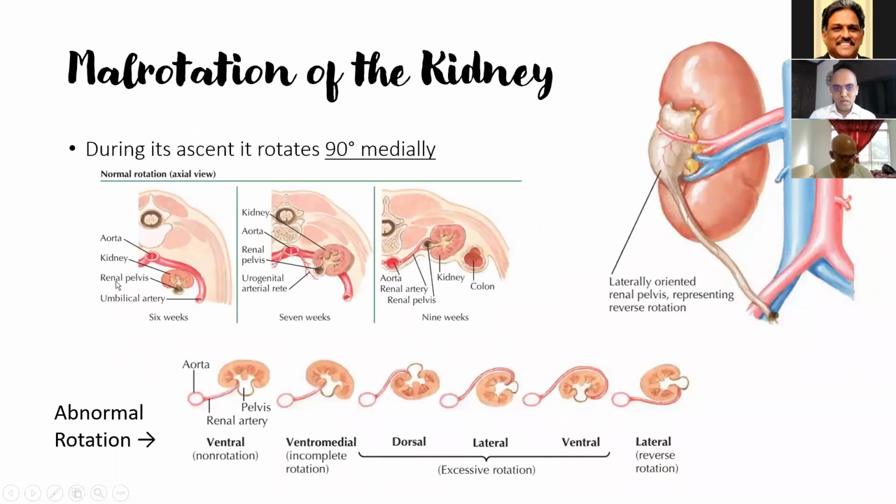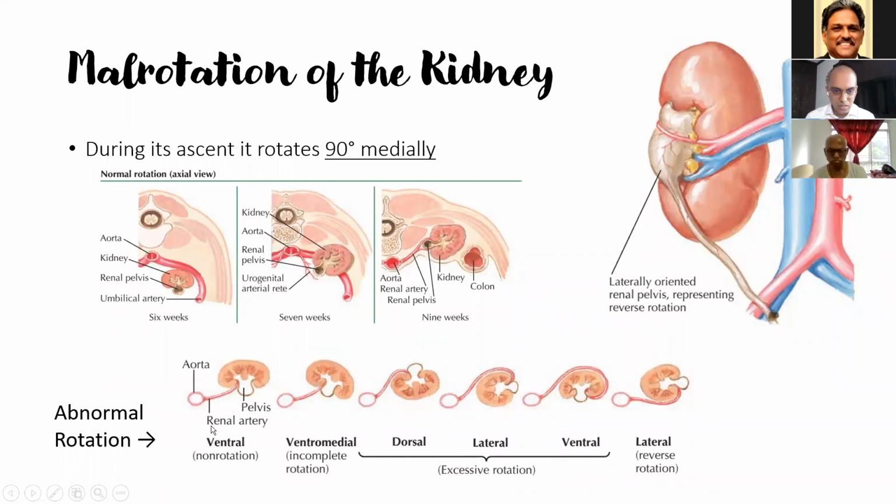So now let's look at some of the applied anatomy with respect to embryological development of the kidney. The kidney during its embryonal development ascends from the sacral part to its adult position in the thoracolumbar region. During ascent, the kidney rotates 90 degrees medially. When the kidney develops in the pelvis, the renal pelvis faces ventrally, and as the kidney ascends, there is also rotation happening, and the renal pelvis finally ends up facing medially. This is the normal rotation of the kidney.